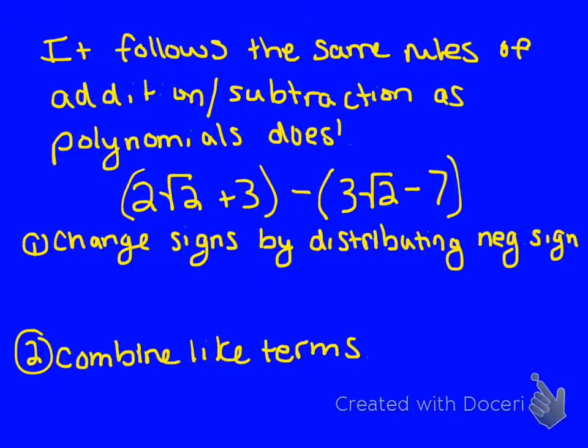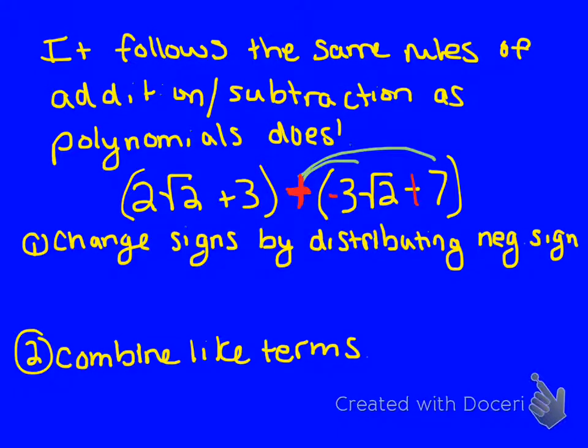Now, here's the thing. Same rules once again. So here we have two binomials, and we're going to be subtracting them. That's the subtraction sign in the middle. So first I've got to change my signs by distributing the negative sign. I'm going to distribute the negative sign to both of these. So this becomes a negative 3 square root 2, and this becomes a positive 7. When I do that, this negative sign is gone, and we're now adding these like terms.